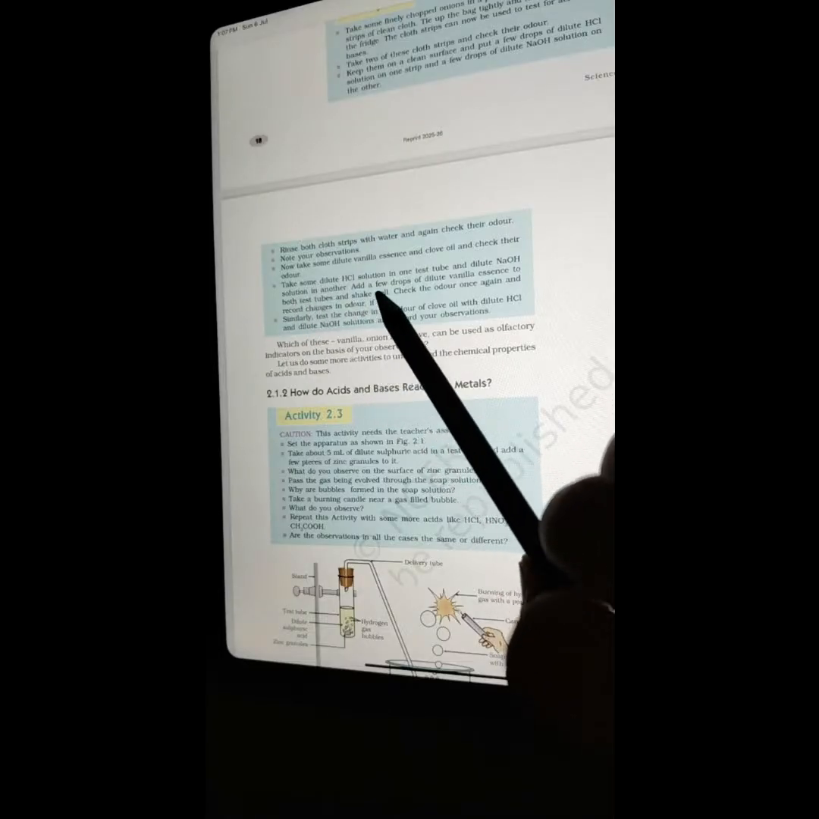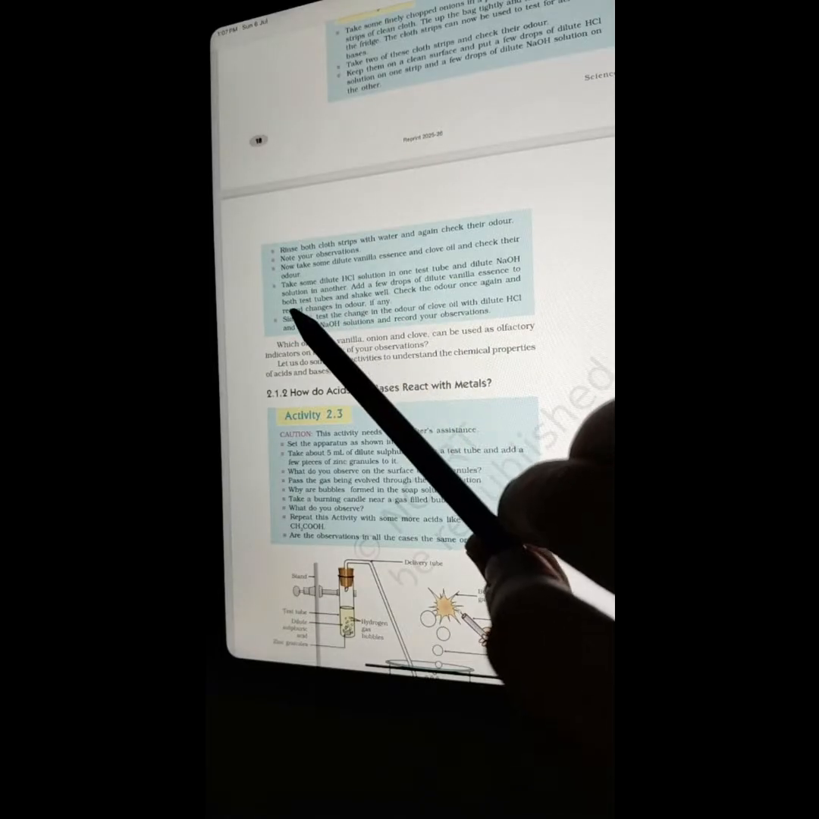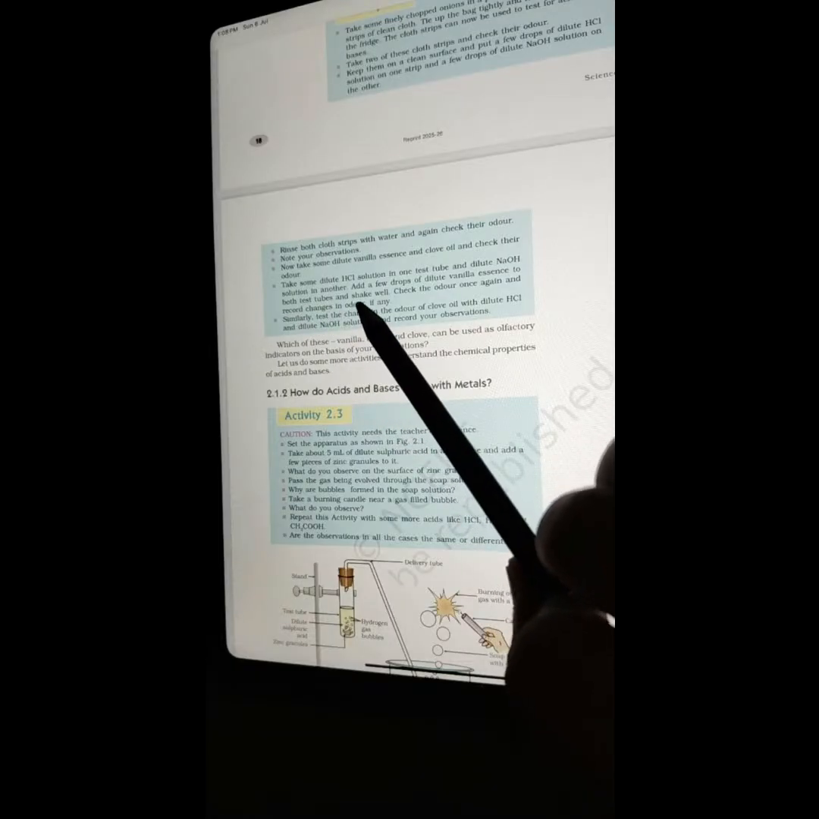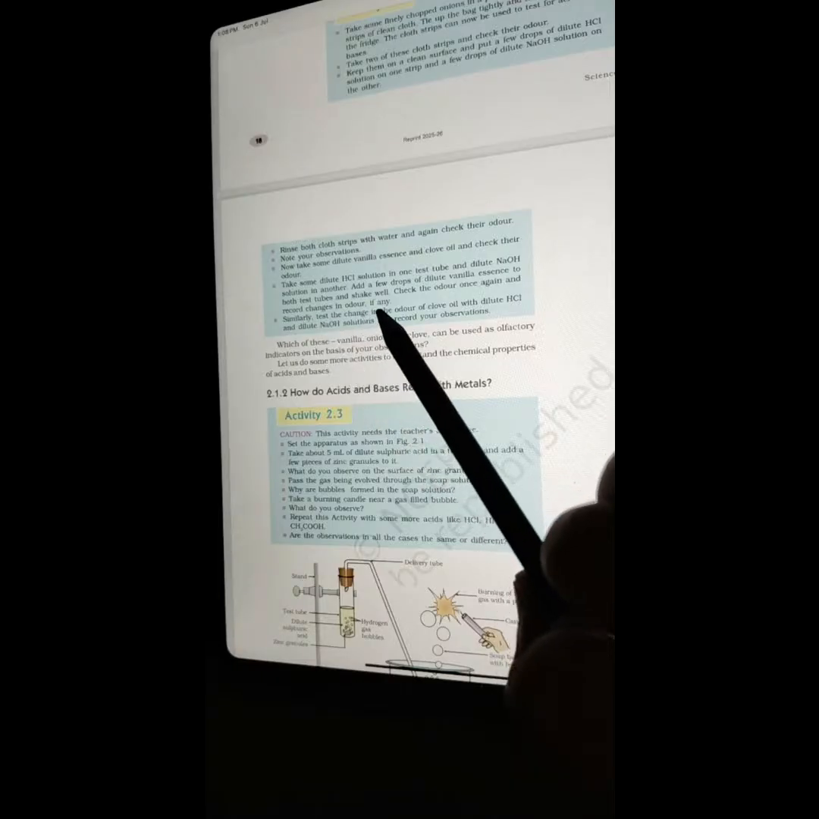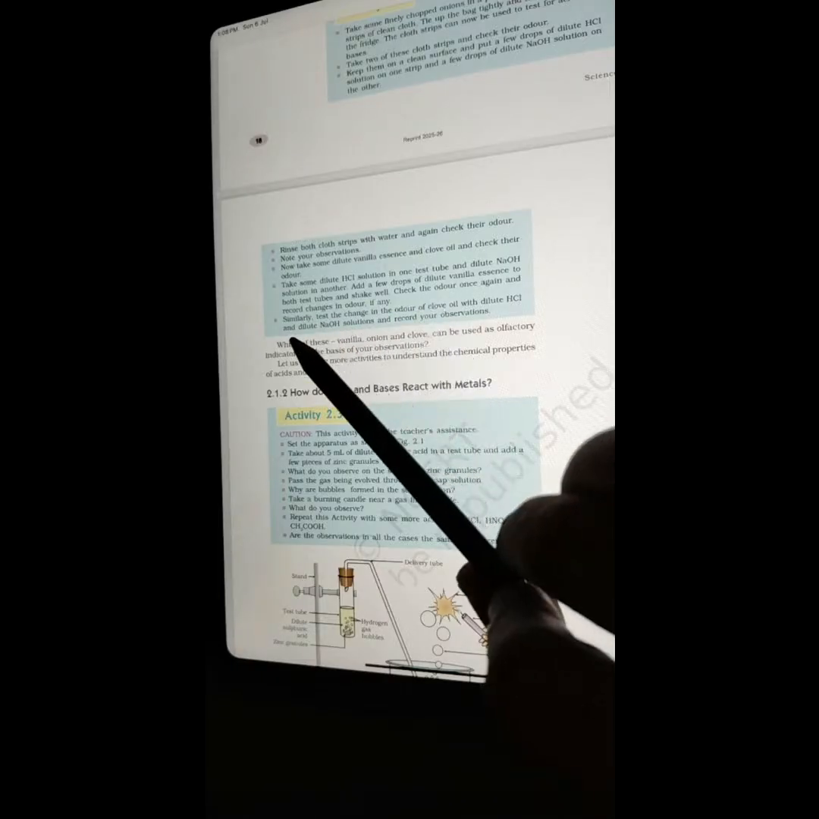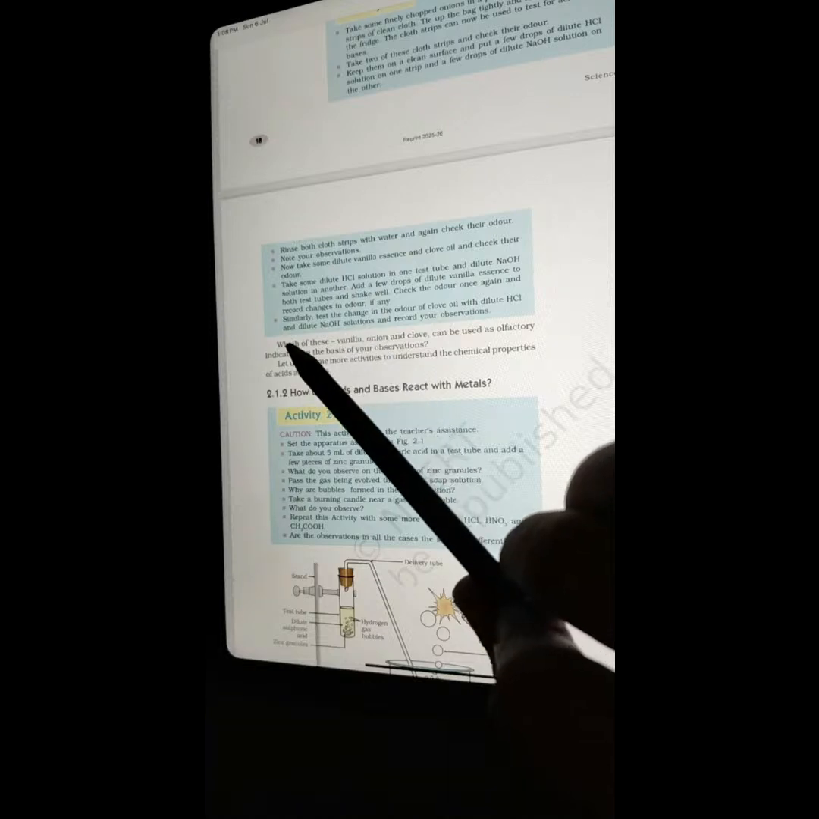Take some dilute HCl solution in one test tube and dilute NaOH solution in another. Add a few drops of dilute vanilla essence to both test tubes and shake well. Check the odor once again and record changes in odor, if any.